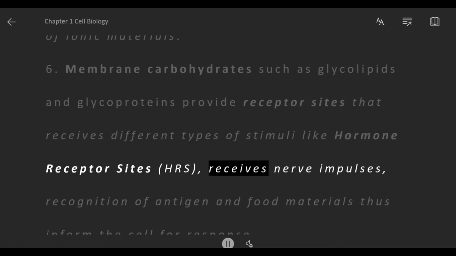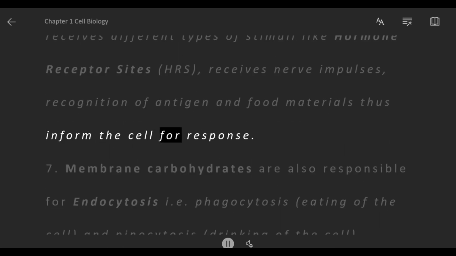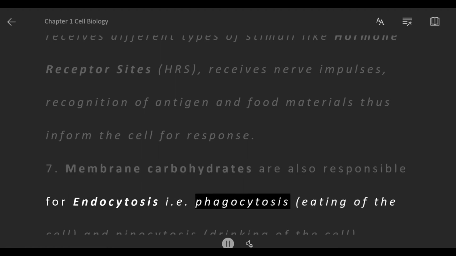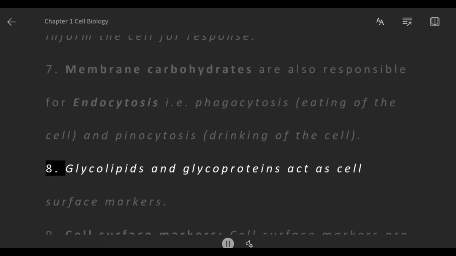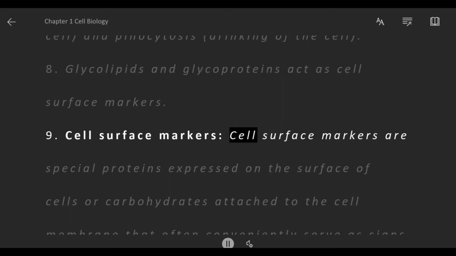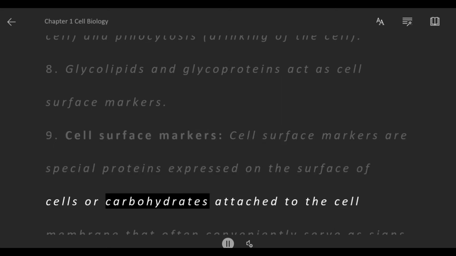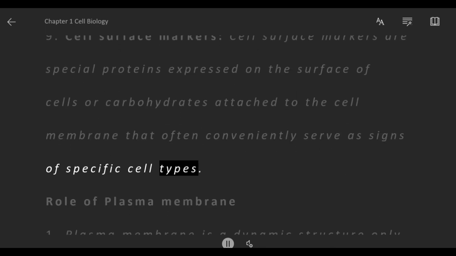sites, HRS, receive nerve impulses, recognition of antigen in food materials, thus informing the cell for response. 7. Membrane carbohydrates are also responsible for endocytosis, i.e. phagocytosis, eating of the cell, and pinocytosis, drinking of the cell. 8. Glycolipids and glycoproteins act as cell surface markers. 9. Cell surface markers are special proteins expressed on the surface of cells or carbohydrates attached to the cell membrane that often conveniently serve as signs of specific cell types.